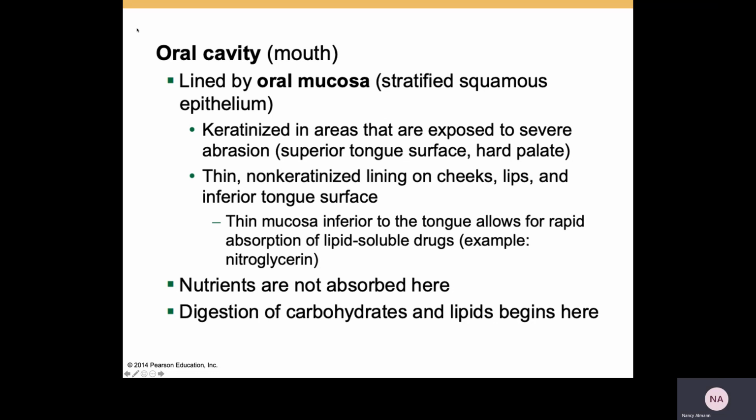The areas that are exposed to severe abrasion will be keratinized, so the superior tongue surface and the hard palate are all going to be heavily imbued with keratin for protection. There will be a thinner, non-keratinized lining along the cheeks, the lips, and the inferior portion of the tongue. That thin mucosa allows really rapid absorption of lipid-soluble drugs, for example, nitroglycerin. Nutrients are not absorbed here.